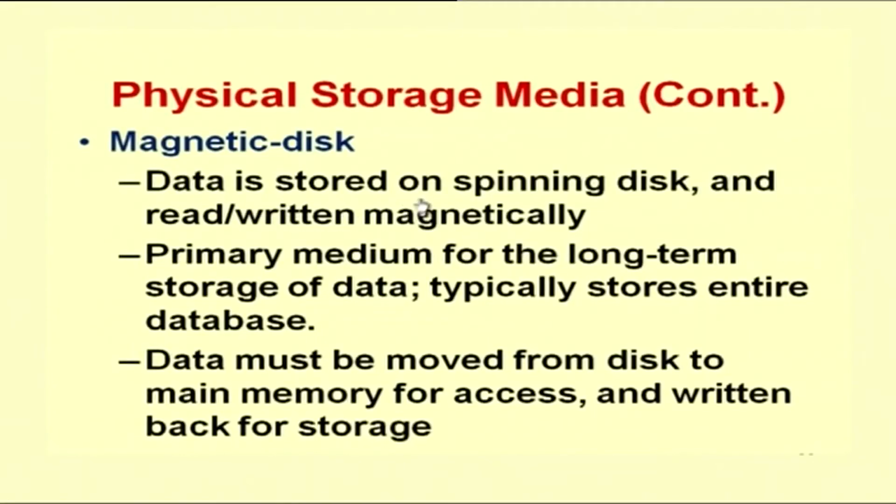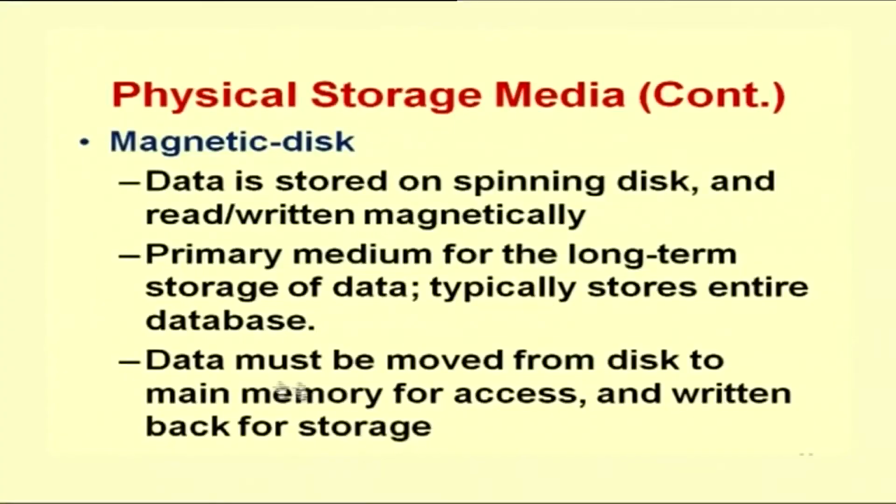So, data here is stored. We will go a little more in detail about how magnetic disk works. Data is stored on spinning disk and can be read and written magnetically. It is a primary medium that is used for long term storage of data, and it typically stores the entire database. And data must be moved from disk to main memory for access.